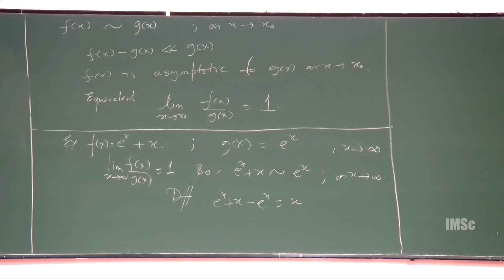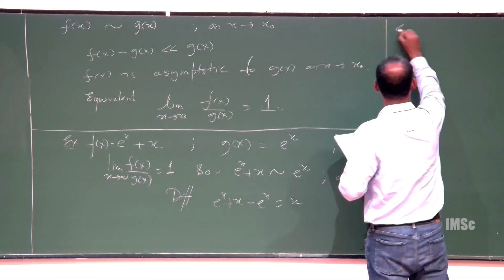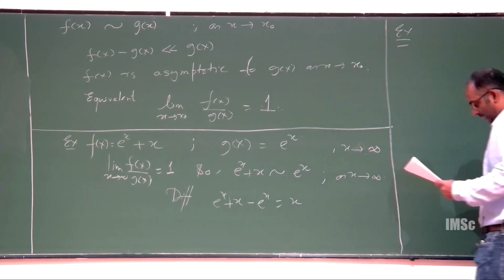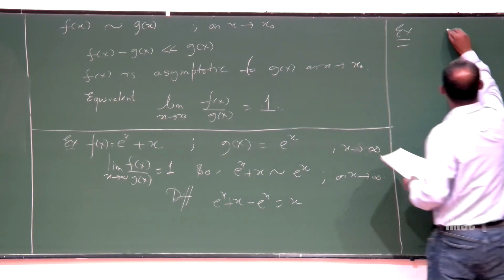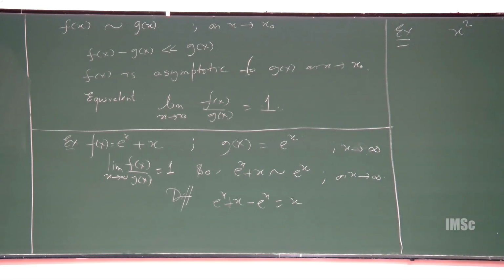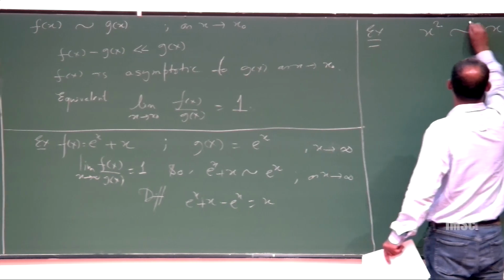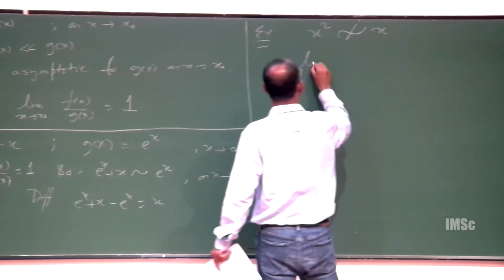So this might have already given you some idea about what we mean by asymptotic. I'll give you one more example. Take these two functions, x square and x. Now as x goes to 0, both these functions are going to 0, so they are going to be approximately equal for very small values of x, but these are not asymptotic to each other. You can check.